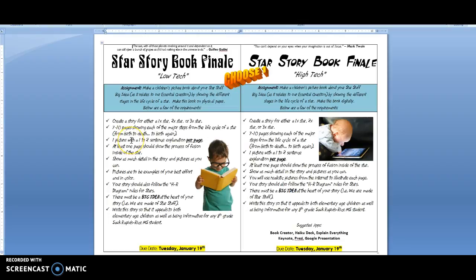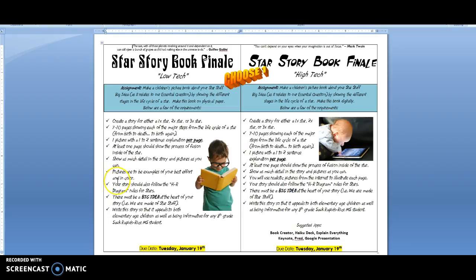You want 1 or 2 sentences per page to explain what the images are and what the story is saying. At least 1 page should show the process of fusion inside the star, showing the hydrogen atoms fusing into helium or the 3 heliums fusing into carbon, or maybe you want to do both. Really impress me. You want to show as much detail as you can in the pictures. You can personify your star if you want to, so your star can really take on human qualities. You could even give it a name like Sally the Star or, I don't know, Jake the Star or something like that. It's totally up to you.